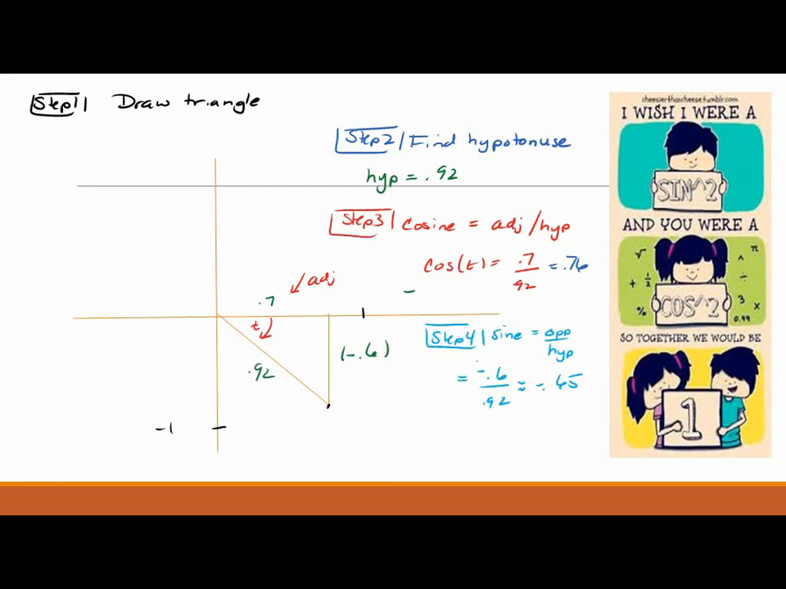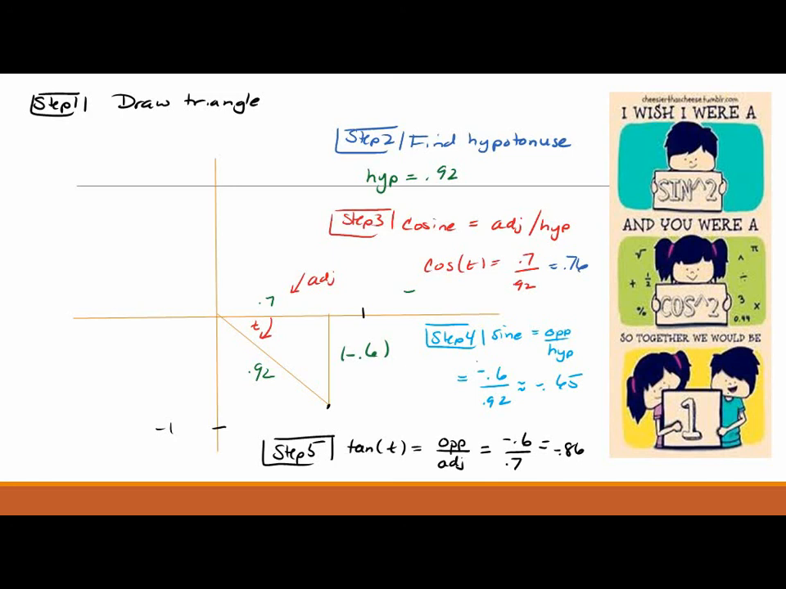Step 4, sine is opposite over hypotenuse. Opposite is this guy over here, and that's where the minus sign matters. The minus sign is going to give you a negative 0.65 when you do opposite over hypotenuse. And so you're going to get a negative number, so it matters. And it should be negative, right? Down here in this region, the y values are going down, and the x values are positive. So your cosine should be positive and your sine should be negative. So that absolutely makes sense.